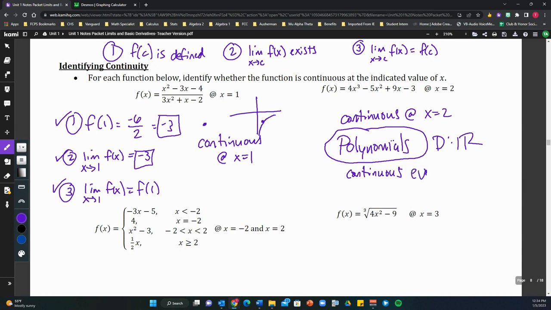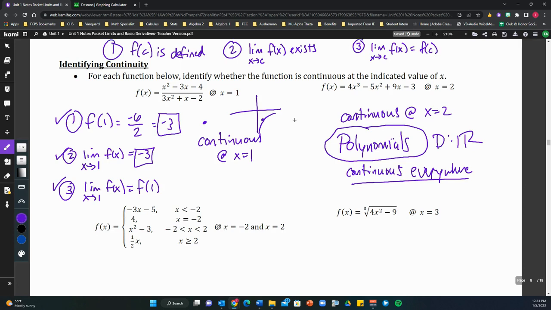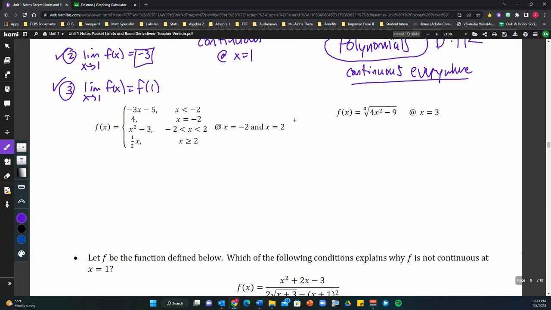Polynomial functions cannot have vertical asymptotes. They can't have holes. They can't have jump discontinuities. None of the crazy things that we've looked at so far, none of those things exist on the graph of a polynomial because they are continuous everywhere. So it's just kind of like an automatic thing for us. So it's nice that we don't have to waste any time checking the steps for those.